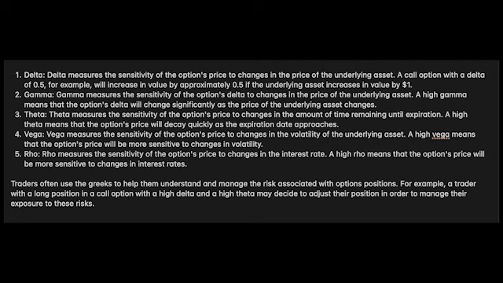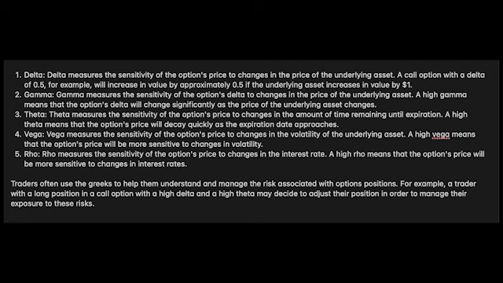The next one is gamma. Gamma is a Greek that measures the rate of change of an option's delta with respect to the underlying asset's price. It could be thought of as the option's sensitivity to its own sensitivity. It is how delta is affected. The higher the gamma, the higher the impact on the change in delta, and vice versa.